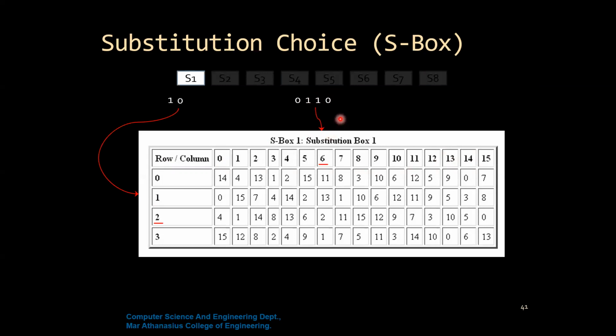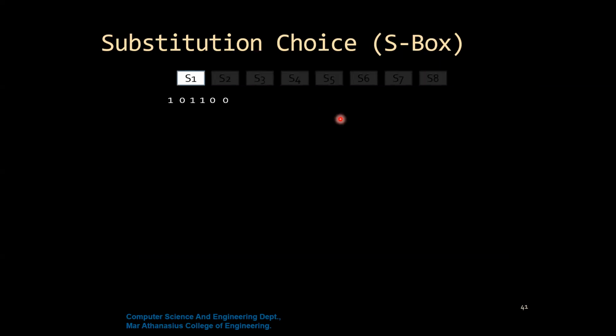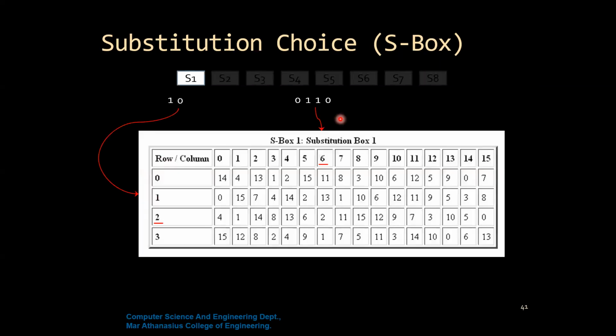So as per our example, it was 101100. That was the value that was there in S1. As per our example, it selects row 2, column 6. The value is 6. So it selects column 6 and row 2, and the corresponding value is 2 here.